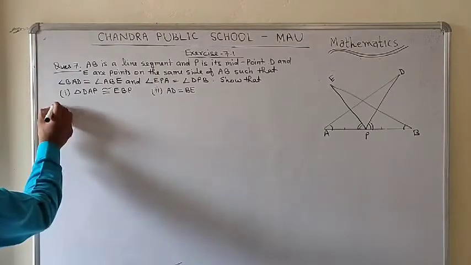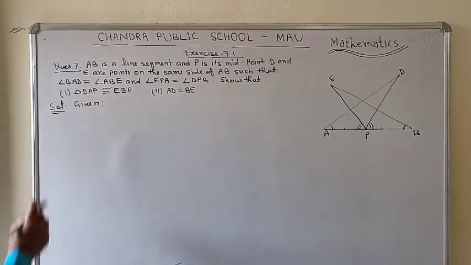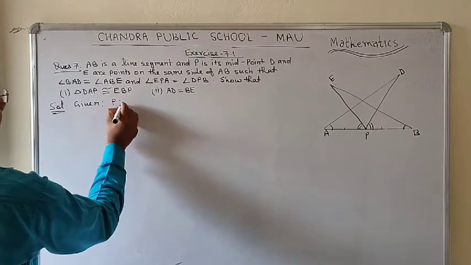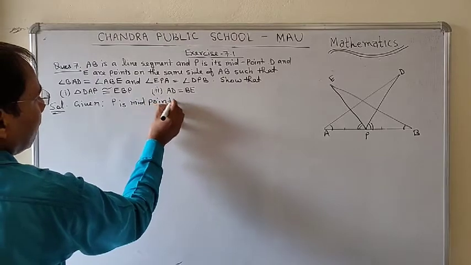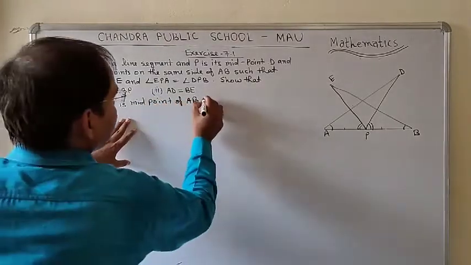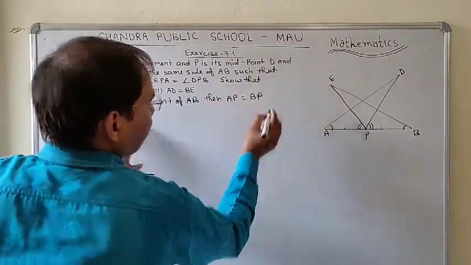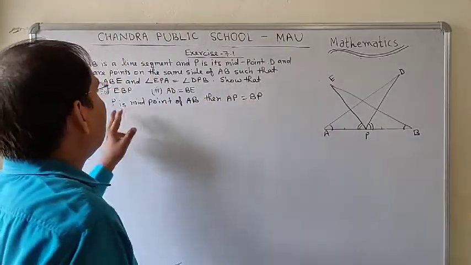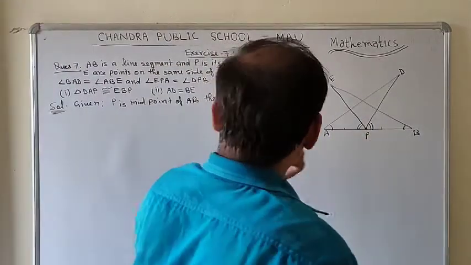So here you will start the solution, and the solution will start from the given. What things are given in the question? It is given that P is the midpoint of AB. If P is the midpoint of AB, then AP equals BP. It is not given directly that AP equals BP, but it is given that P is the midpoint of AB. So that's why AP equals BP.